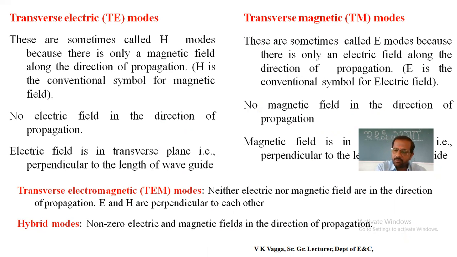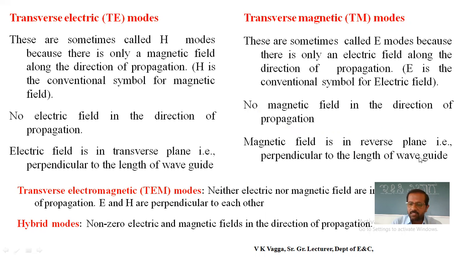It is very difficult to imagine also. Okay, this is all about the different modes of the waveguide. One is the TE mode, in which the electric field is going to be perpendicular to the length of the waveguide, and the magnetic field is along the direction of the propagation. And if you take the TM mode, the magnetic field is going to be perpendicular to the length of the waveguide, and the electric field is along the direction of the propagation.